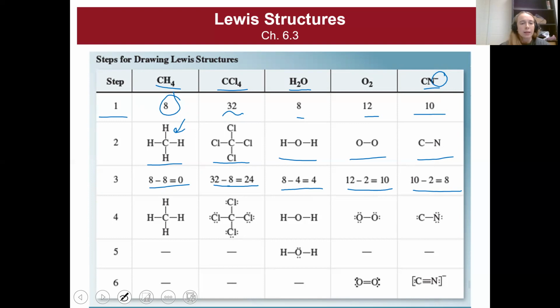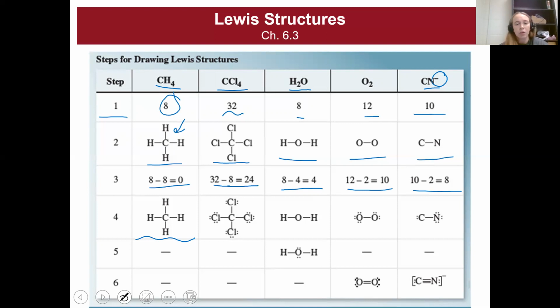So, like I said, we were done with methane. So we draw our Lewis structure and make sure we have all of our electrons accounted for and all of our terminal atoms are happy, which is the case because hydrogen only wants 2 electrons around it. It doesn't want an octet. So we're done with that one.